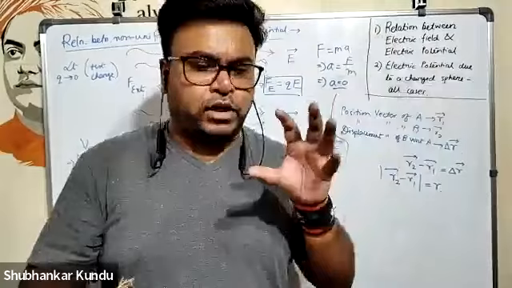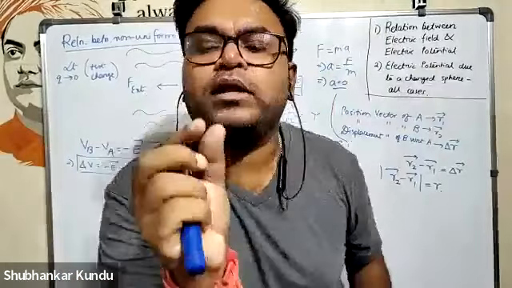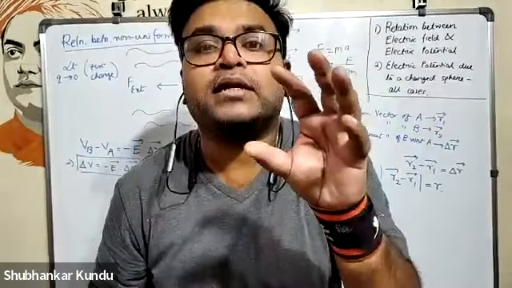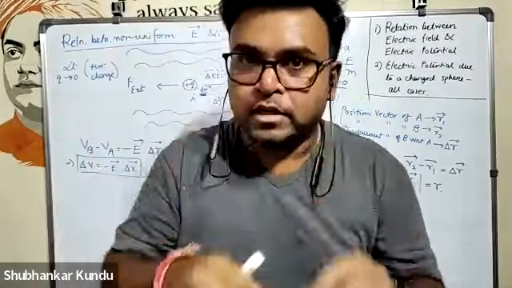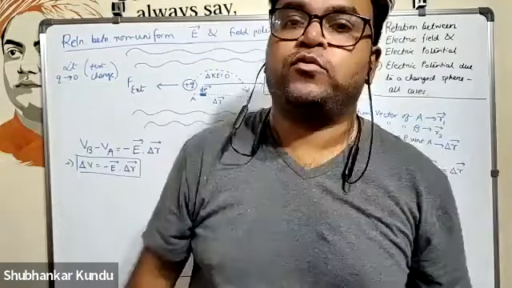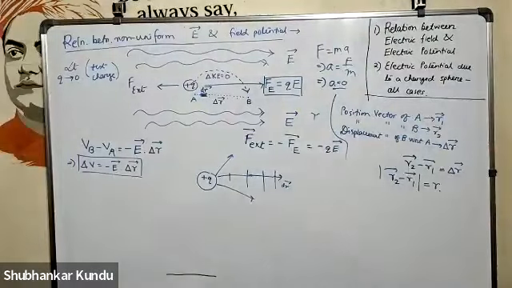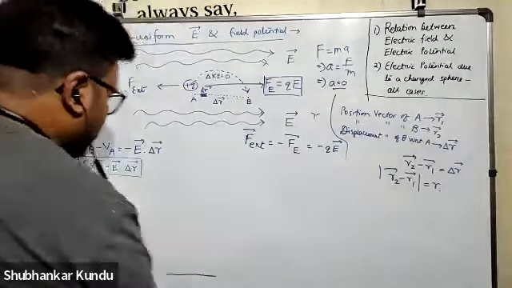Here the electric field is 10, 12, 14, 15, 16, 17, 18. But for a small area, it is 10. For a small area, it is 12, constant, right? So for a dr length, electric field will be what? Constant. Clear this much? For a dr length, electric field will be what? Constant.